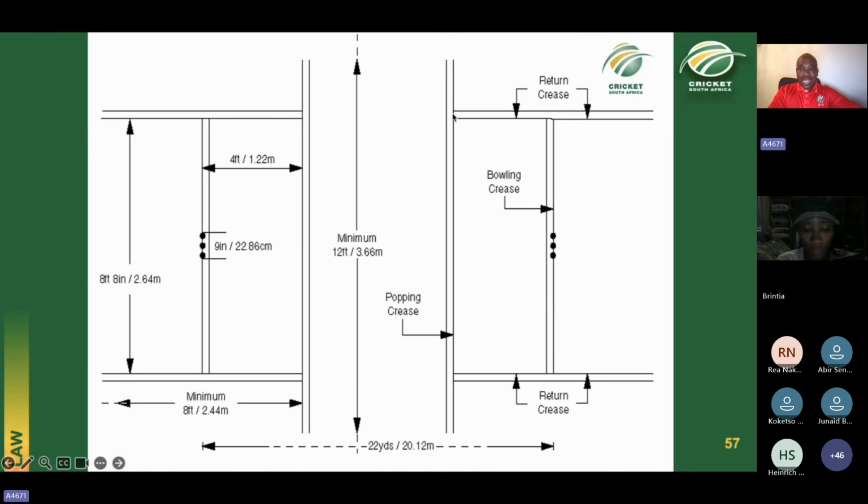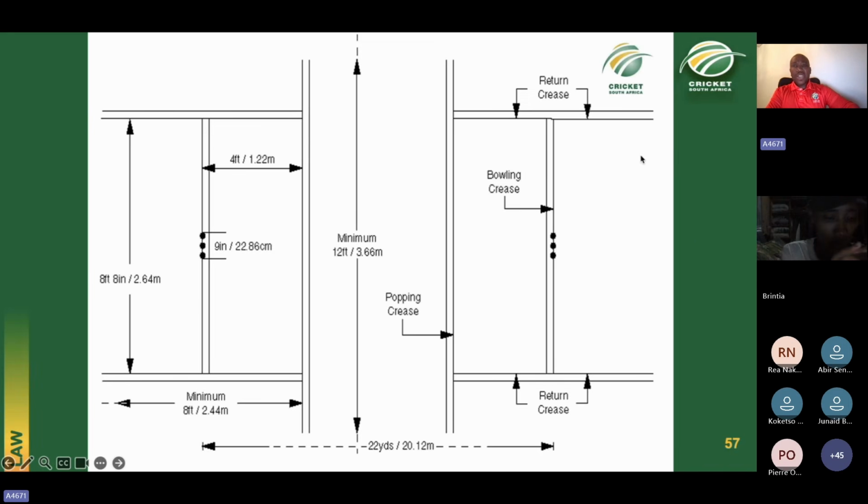So when you see the bowling crease, which is bound by the two return creases, you will notice that there is X amount of room outside of the return creases where the pitch ends, which is 20.5 centimeters wide of both return creases.